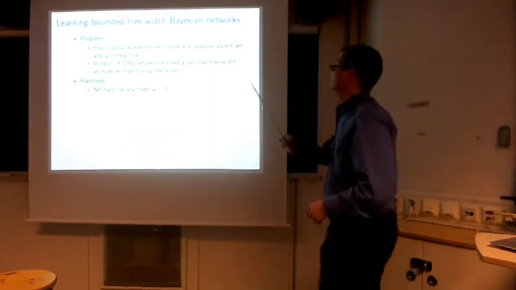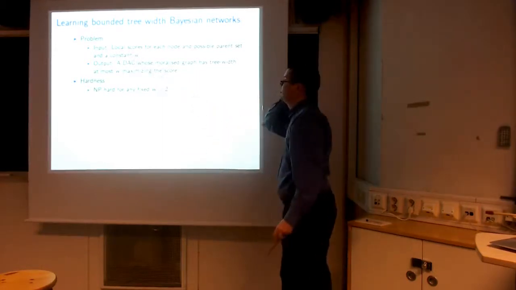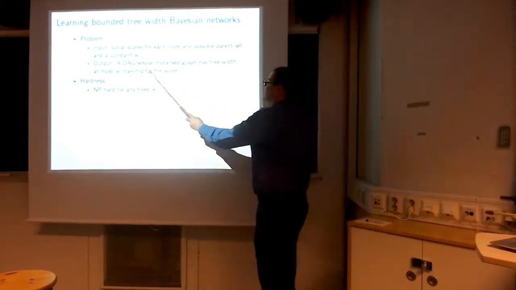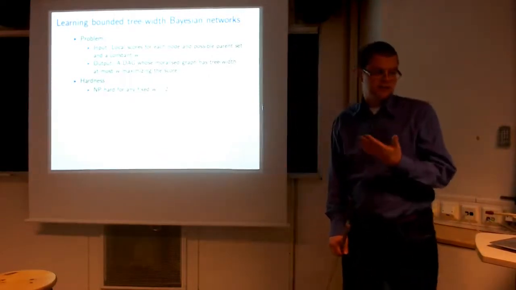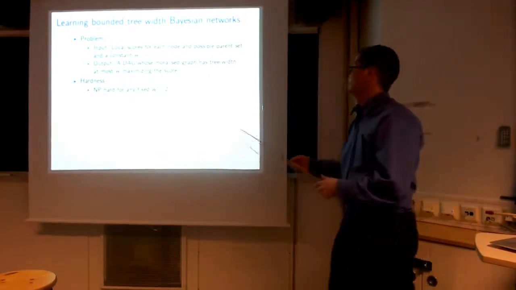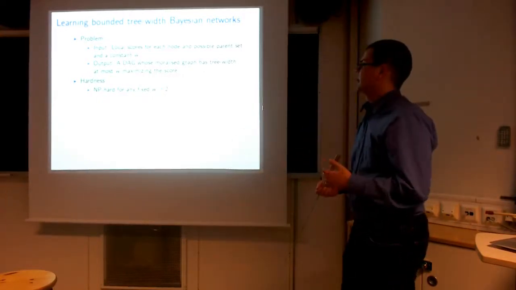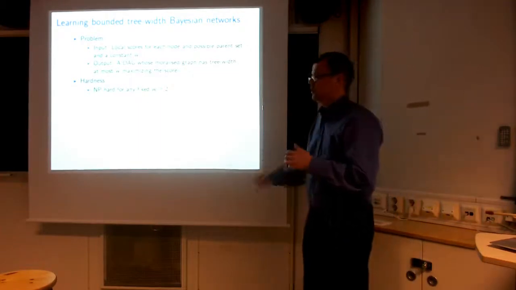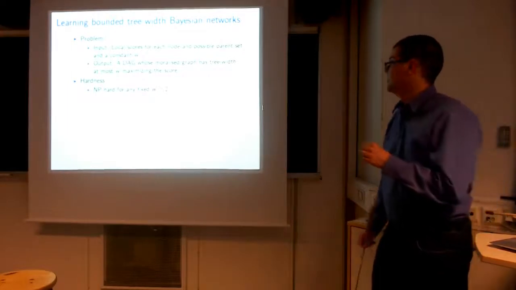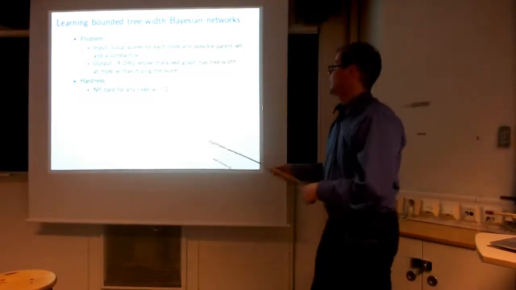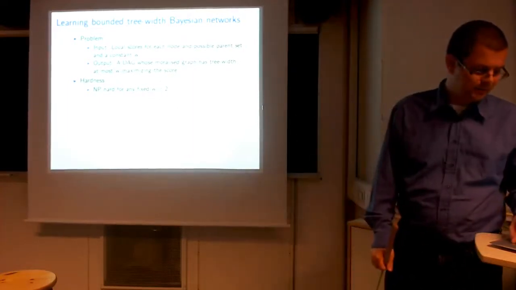So here is now the problem statement. Again we have an input, the local scores, and now we have in addition a constant W, and we want to find a DAG whose moralized graph has tree width at most W and maximizes the score. It is well known that if this W is 1, so we want to find an optimal tree, that can be done in polynomial time using the Chow-Liu algorithm. However, for any other bound, this problem is NP hard.